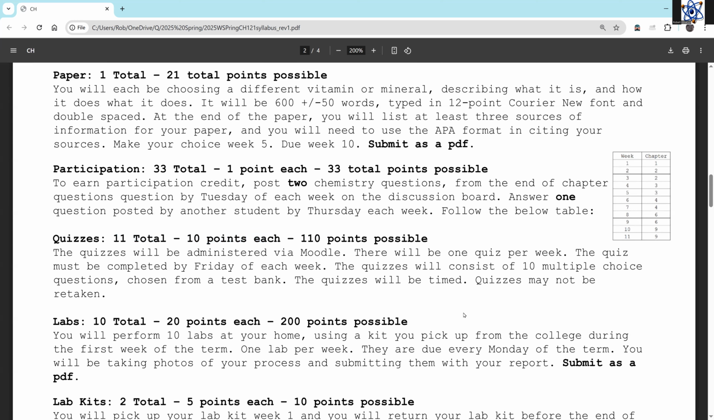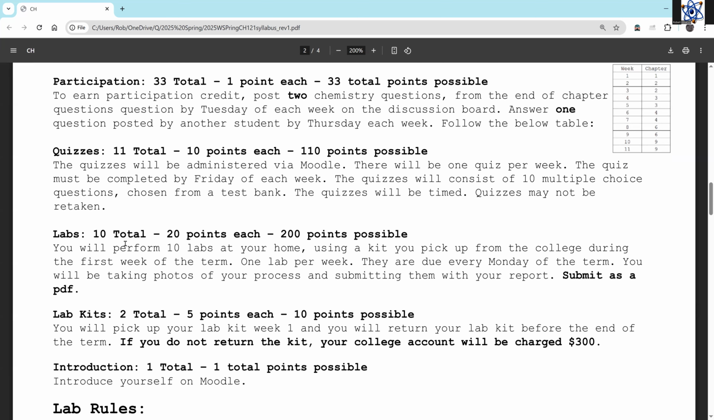For the most part, the quizzes are multiple choice or fill in the blank or true and false questions that are pulled out of a test bank, although the first quiz is different. So 10 of them will be pretty much the same, but the first quiz is a little bit different than the rest of those. Then the labs, there are 10 labs.